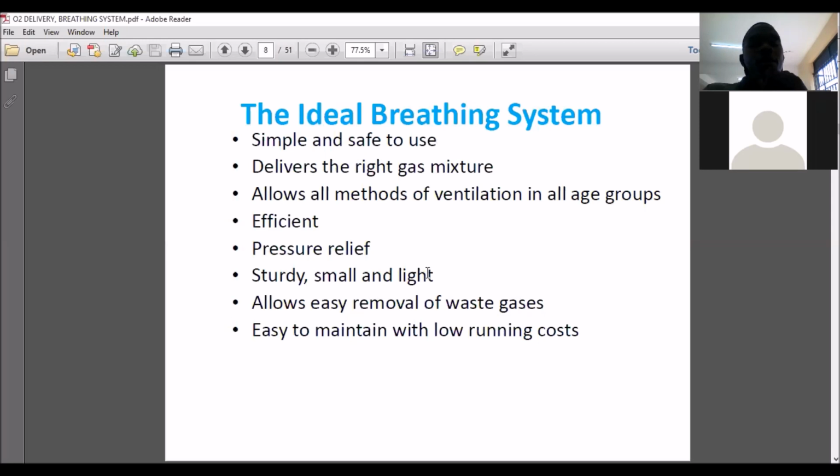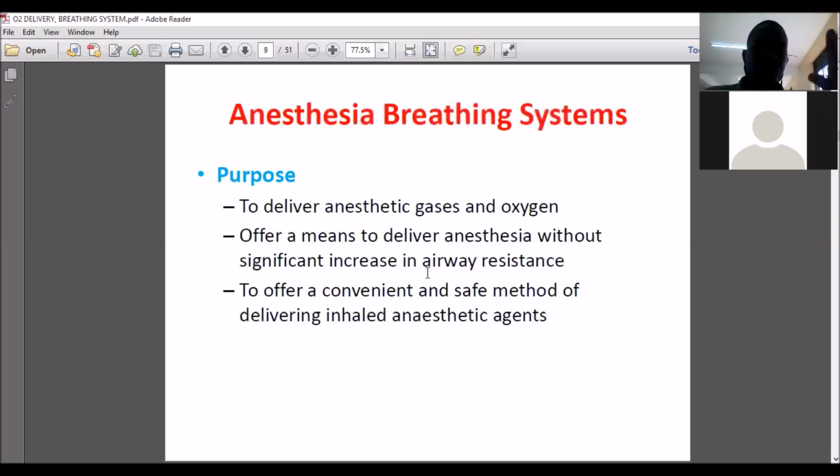Then it has to be efficient, it has to have a pressure relief, and it has to be small and light. Most manufacturers are trying to make them small and light, but it is hard. It also allows easy removal of waste gases, and it has easily maintained running costs. That is it.